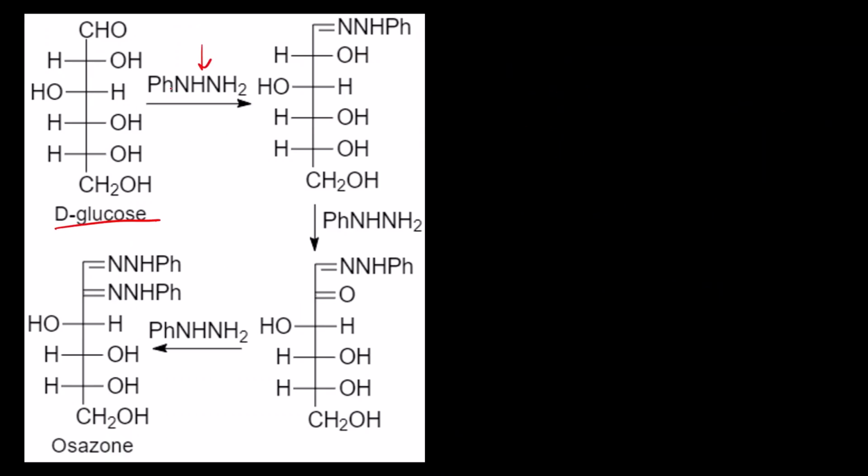Okay, so what exactly happens is, this is D-glucose. The first equivalent of phenylhydrazine will react. So the aldehyde reacts with this, there will be loss of a water molecule. Okay, and we'll get this compound. This is called a hydrazone. Okay, this is phenylhydrazine. So the first step is aldehyde reacts with hydrazine to give hydrazone.